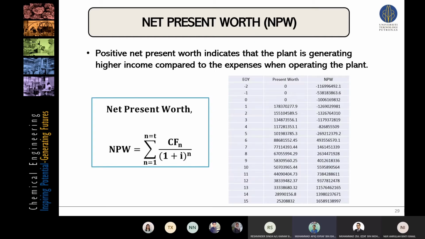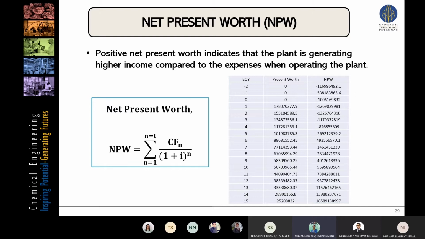Alright, for the next one, net present worth. Basically, a positive net present worth indicates the plant is generating higher income compared to expenses during the plant operation. The left hand side is the equation of the net present worth, and the right hand side is what we have calculated using Excel.